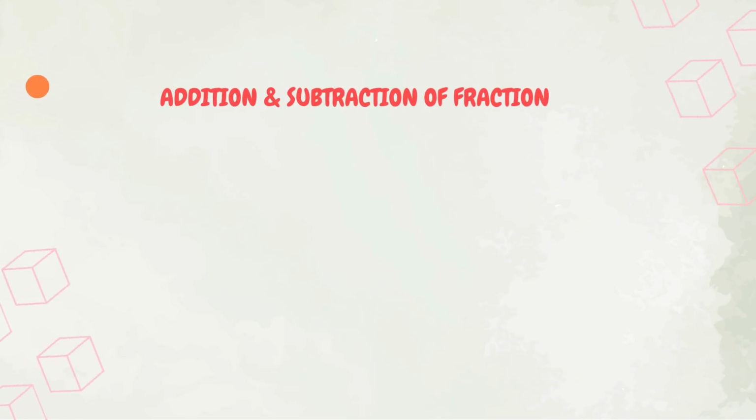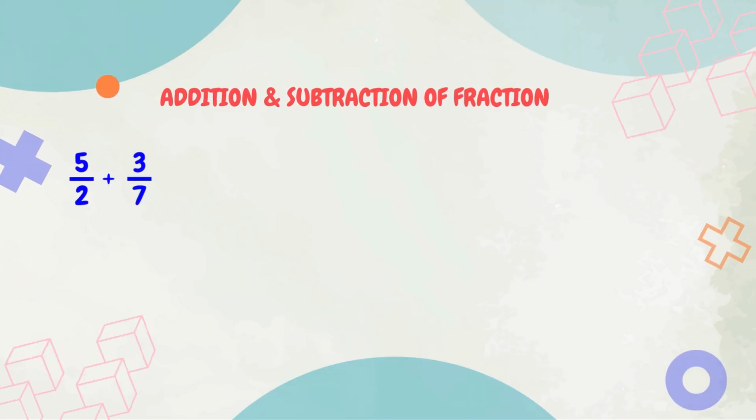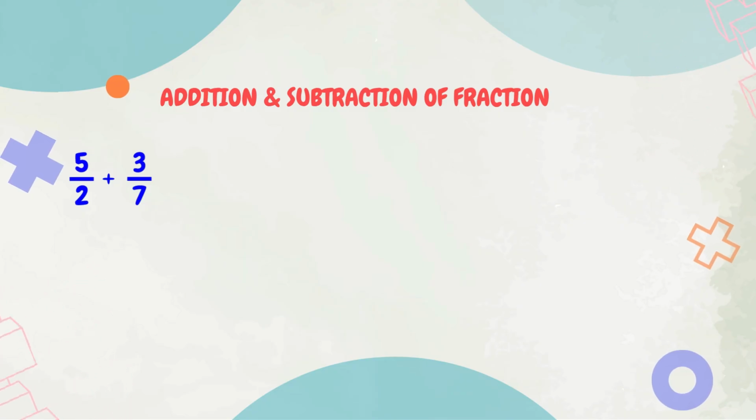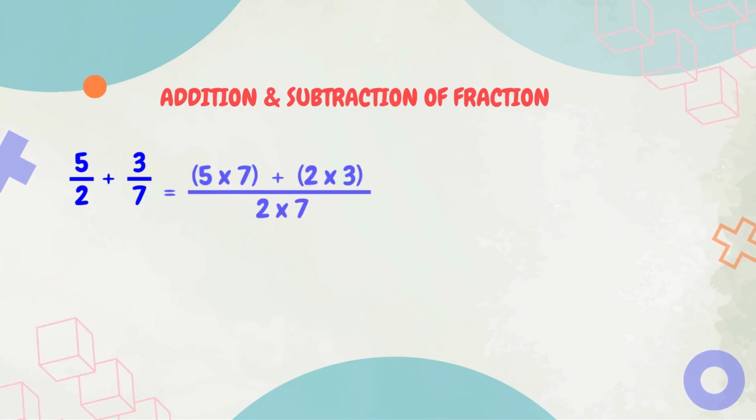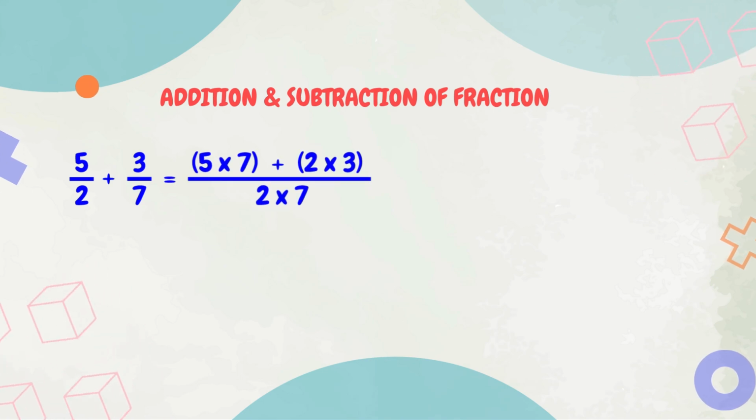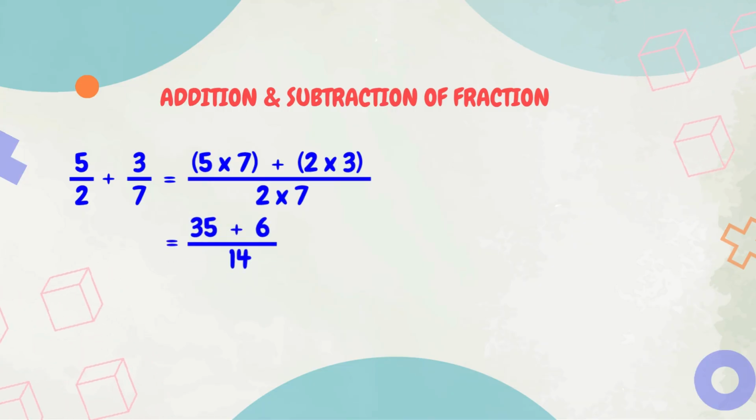Let's consider some examples. Example 1. Solve 5 over 2 plus 3 over 7. We multiply 5 times 7 plus 2 times 3 over 2 times 7. This becomes 35 plus 6 over 14, which gives 41 over 14.